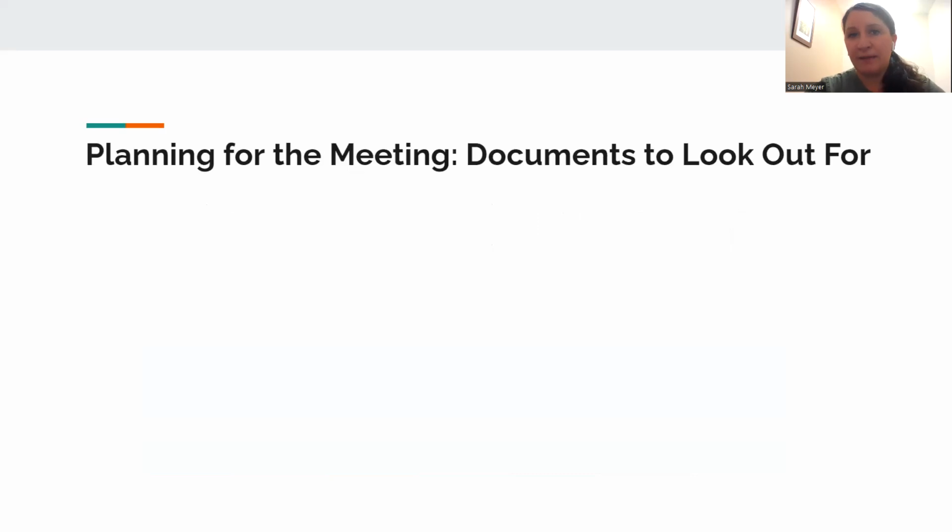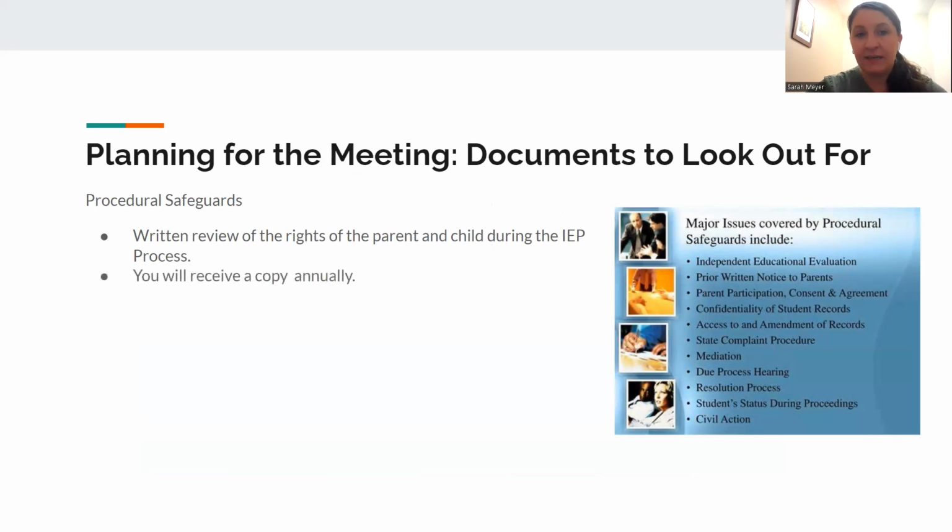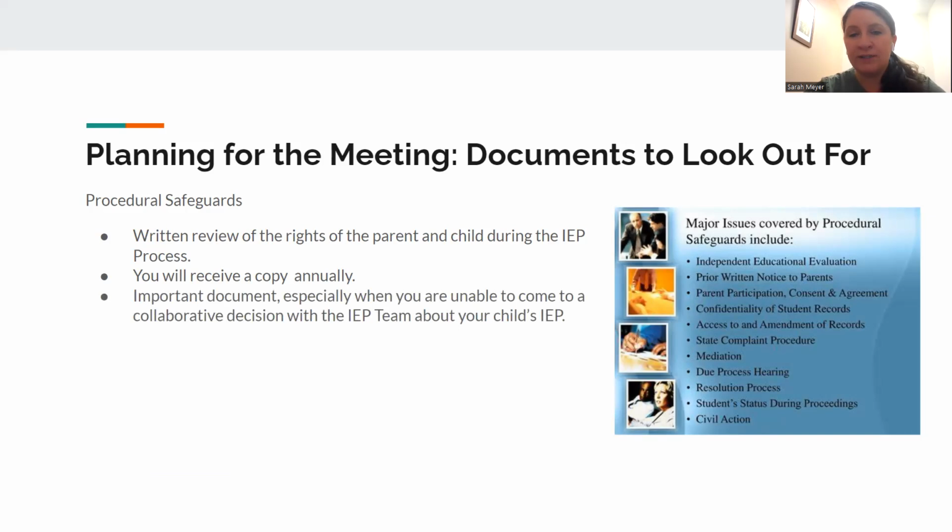So once we're planning for the meeting, there's a couple documents that you really want to keep an eye out for. The procedural safeguards. This is a written review of the rights of the parent and child during the IEP process. You are going to receive a copy of this annually or every time that the IEP team meets. This is a really important document, especially when you are unable to come to a collaborative decision with the IEP team about your child's IEP.